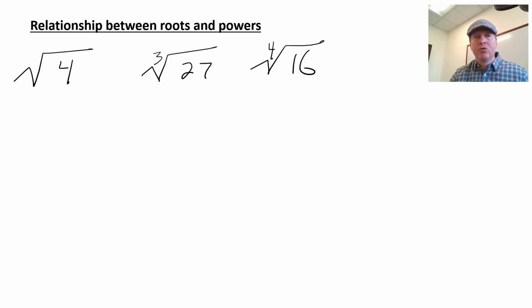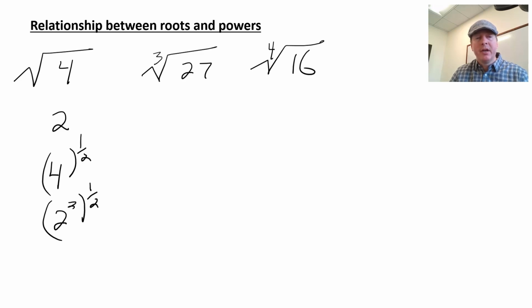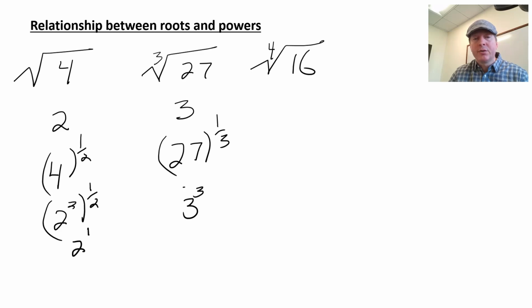So the relationship between roots and powers, between roots and exponents, I've written some out here. The square root of 4 is, of course, 2. It is 4 to the 1/2. It is 2 squared to the 1/2. It is 2 to the 1. It is 2. 2 raised to the power of 1 is 2. How about the cubed root of 27? That we said is 3. Cubed root of 27 is 27 raised to the power of 1/3. It is 3 cubed. It is 3 times 3 times 3. It is 3 cubed raised to the power of 1/3. It is simply 3. Cubed root of 27 is 3.